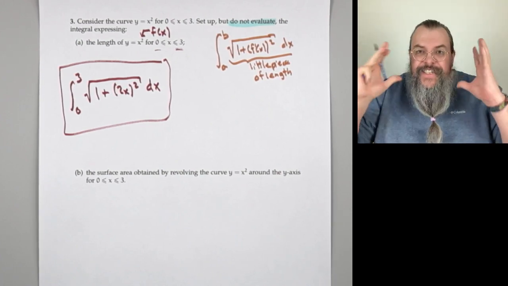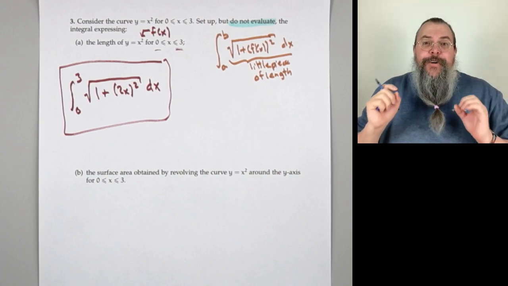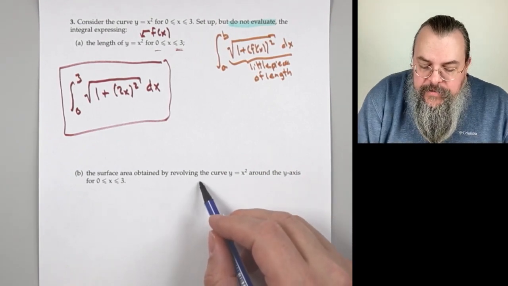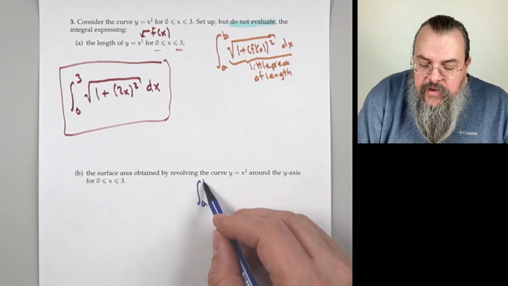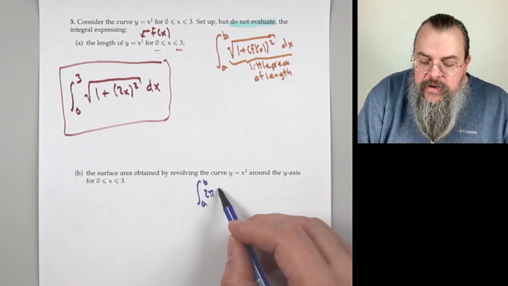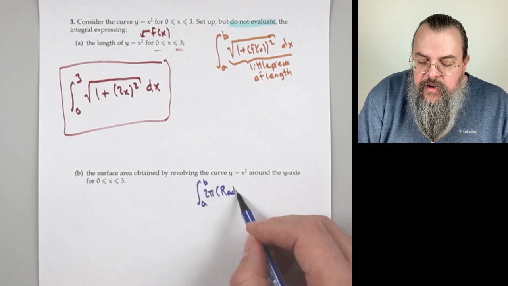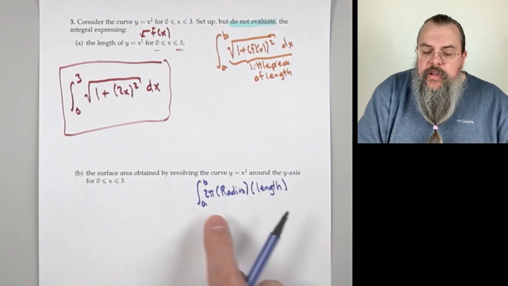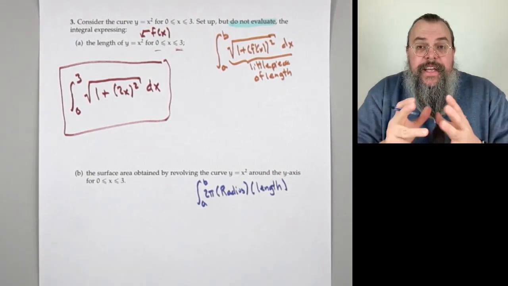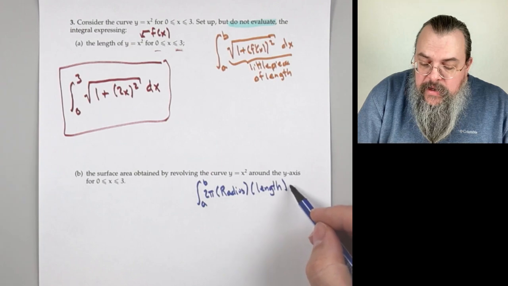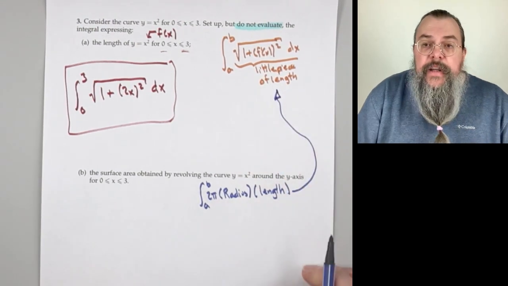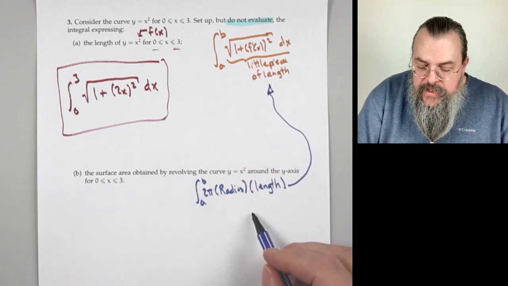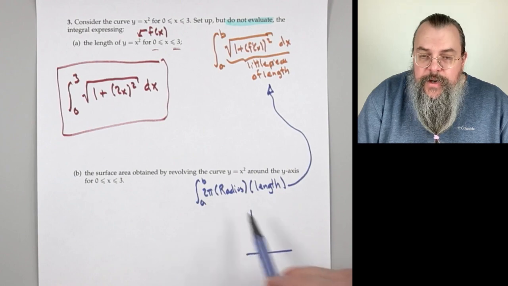Now, we have to be careful here. So how does this work? The formula to key off of, at least the way I remember it, is that you have a 2 pi, then a radius, and then the length. This is the surface area of a small slice. The length, by the way, is the same thing as what we saw in part A. So we know what's going to happen. How do we finish this off? Well, the key is, what is the radius?